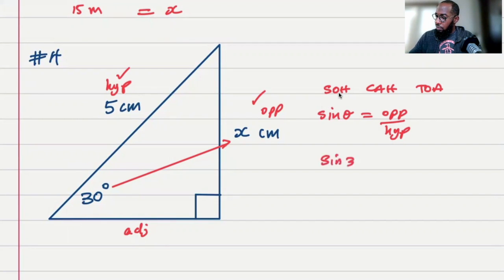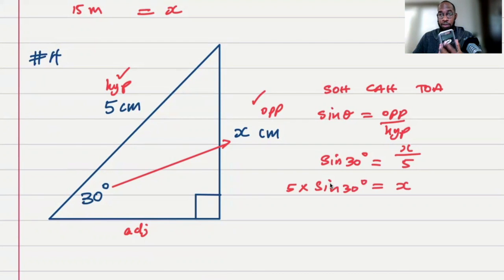Substitute. x is 5 multiplied by sine 30 degrees. Sine 30 degrees, when you use your calculator, is equal to a half. So 5 times a half is equal to x. Well, x is 5 over 2, or 2.5 cm. That's the answer right there. Number 4.